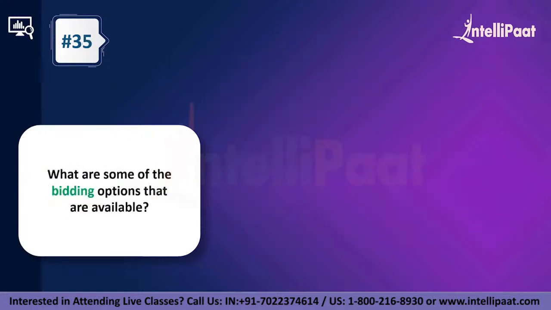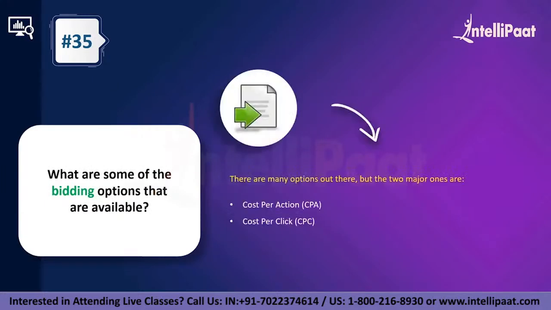Then coming to question number 35, it states, what are some of the bidding options that are available right now when you have to consider paying for marketing? There are two main important bidding options out there. One is CPA, cost per action, and then, as we discussed before, we have CPC as well. Cost per action, as the name suggests, means that whenever an action is performed on that particular advertisement, a transaction happens. And CPC is a pretty simple way of advertising, because as soon as the person has clicked through, a transaction happens.